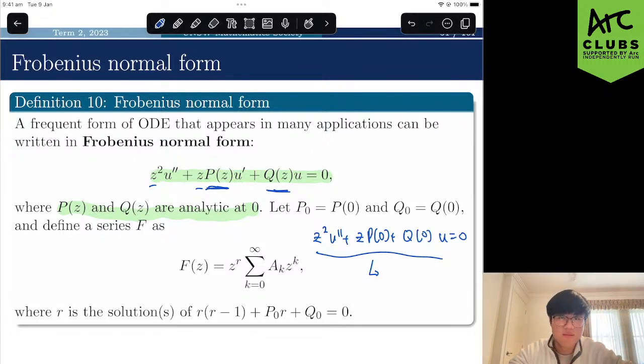And this is now in the form of the Cauchy-Euler one that we looked at earlier. Note that these are constants now rather than functions of z. From there, we can approach this using a power series. We define the power series to be z to the r multiplied by this, where r is the solutions to the indicial equation.